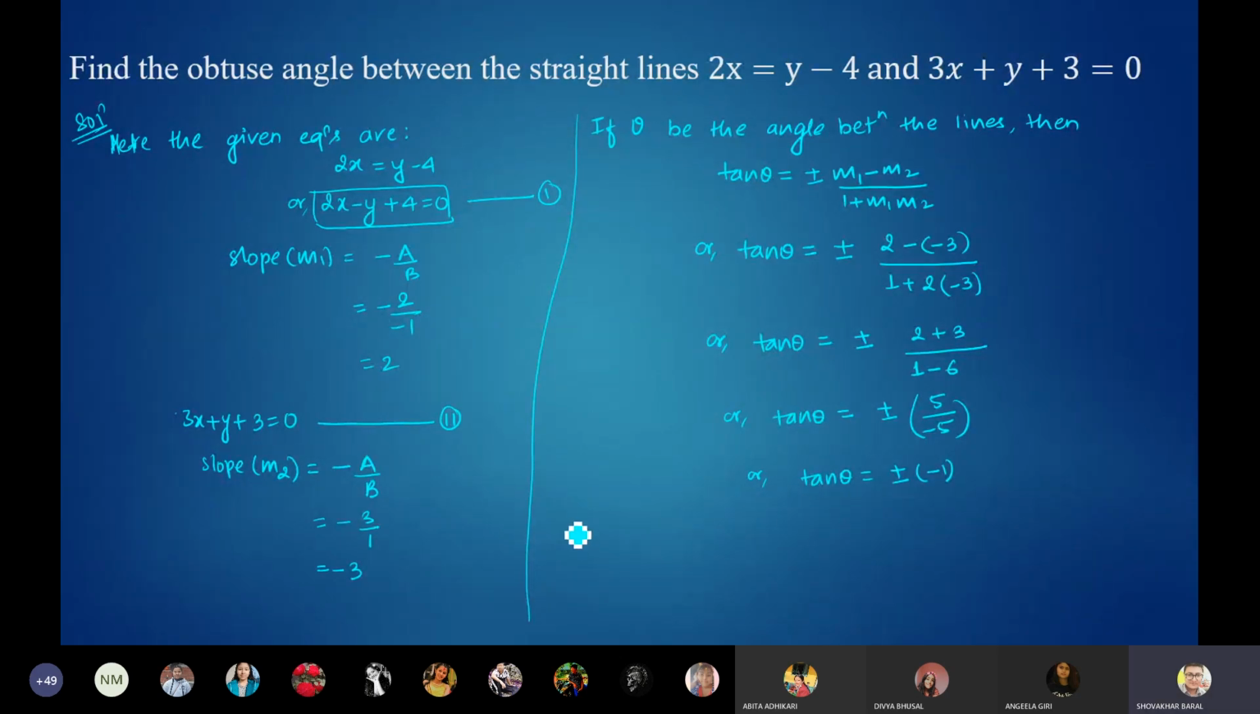For obtuse angle, what do you need to do? We need to take positive sign or negative sign? We need to take the negative sign. So tan theta is equal to minus 1.